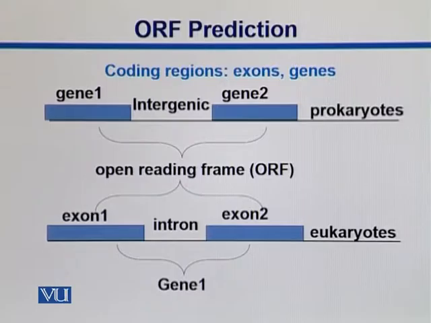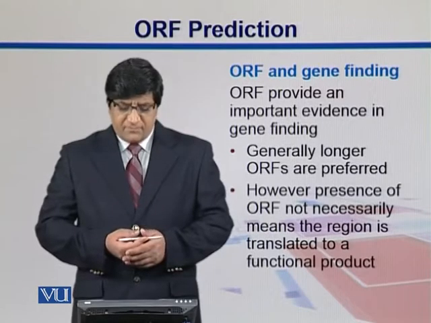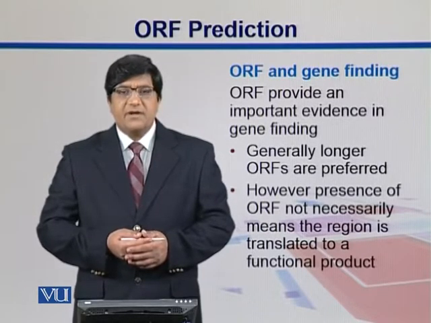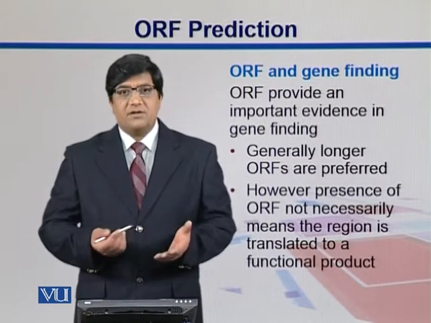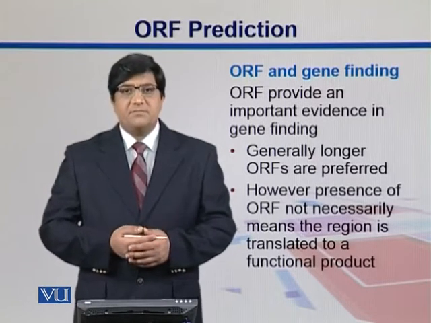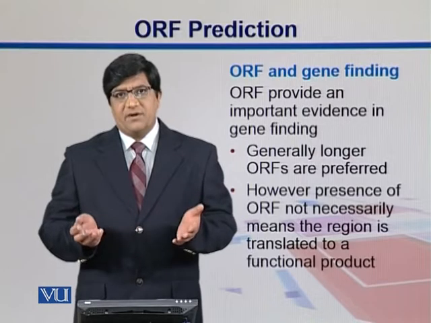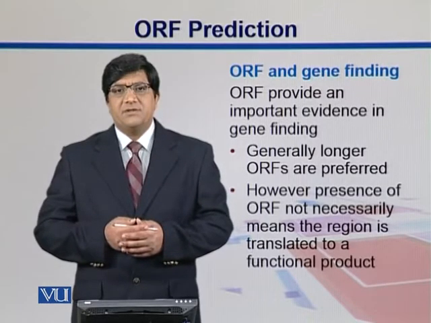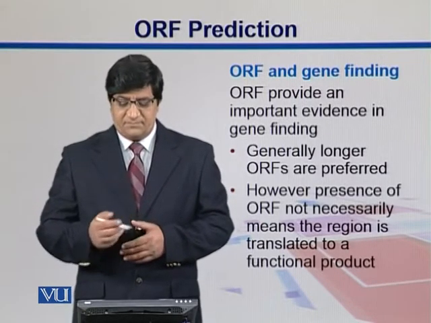So in the top part, we have a longer ORF, and at the bottom part, we have relatively shorter ORFs compared to the genome size, which actually span different exons. ORFs provide important evidence in gene finding. Generally, we go for longer ORFs, and they are preferred, but these ORFs may not actually translate into proteins.